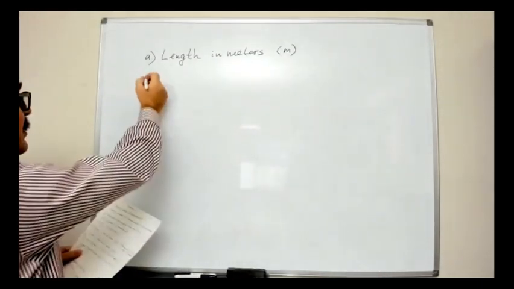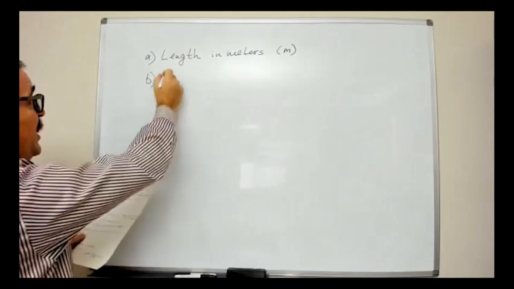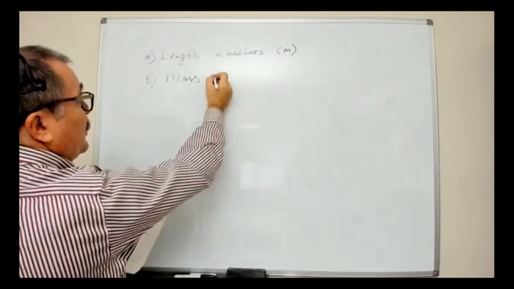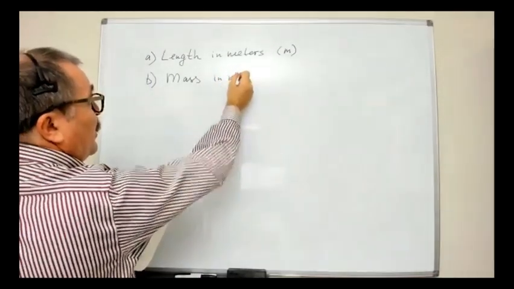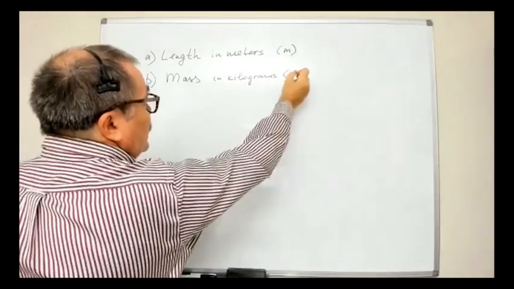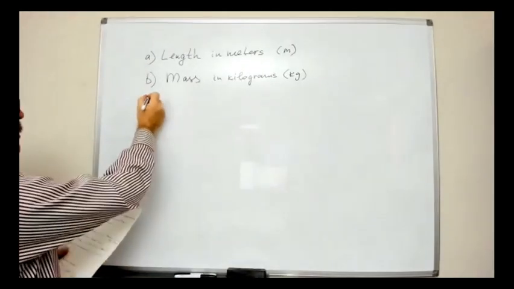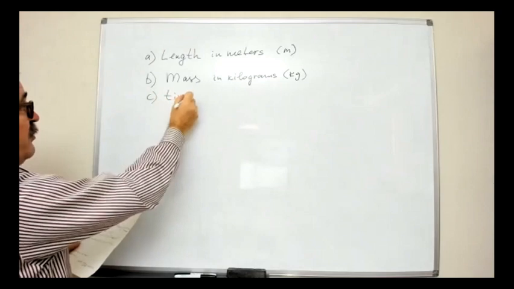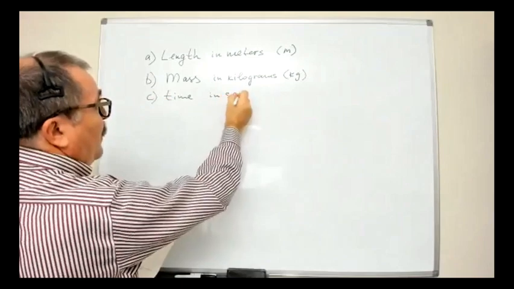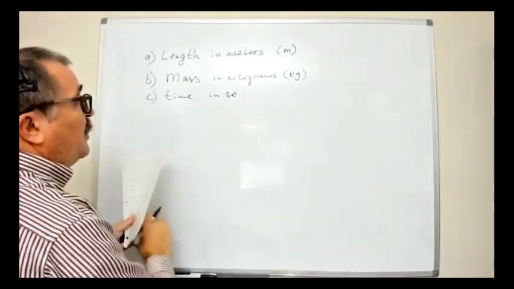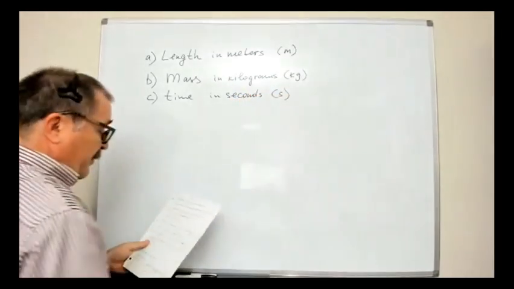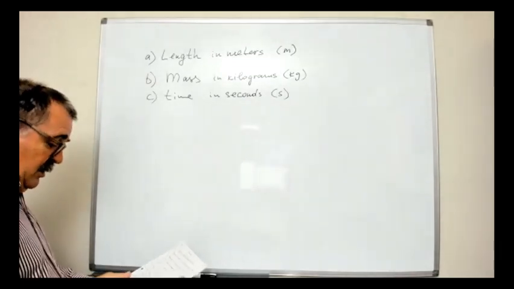So mass, another important physical property. For mass, we're using kilograms, kilograms or kg. Time, right? For time, the SI unit is seconds. Time in seconds, abbreviation s.